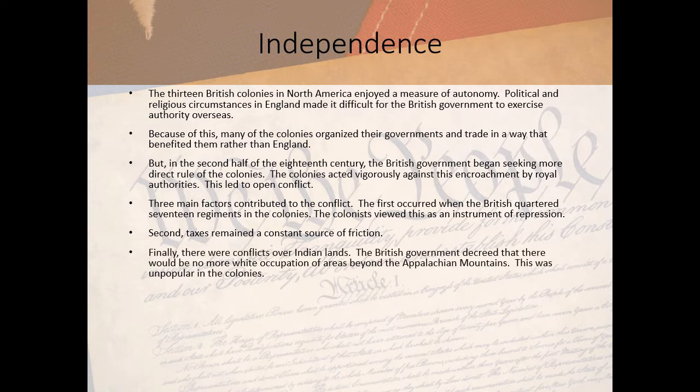Finally, there were conflicts over Indian lands. The British government decreed that there would be no more white occupation of areas beyond the Appalachian Mountains. This was unpopular in the colonies, and the reason it was unpopular is that many of the people that came there, and were actually sent there, came for the purpose of gaining land, of moving outside the area and getting their own land, something that they couldn't have done back home. And so they get there, pay the expense of getting there, or somebody pays the expense of sending them there. And then you arrive, and all of a sudden, well, wait a minute, you can't go do that.